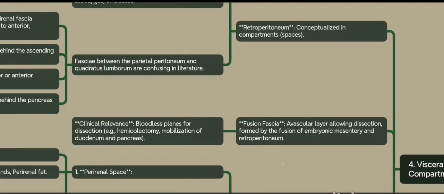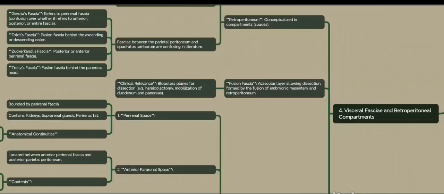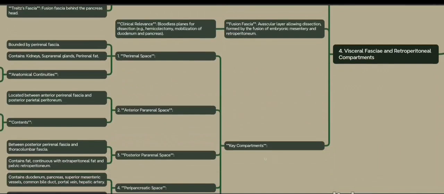What are the fusion fascia? A avascular layer allowing dissection, formed by the fusion of embryonic mesentery and retroperitoneum. What is the clinical relevance of it? Bloodless planes for dissection, such as hemicolectomy, and mobilization of duodenum and pancreas. Now, the key compartments in the visceral fascia and the retroperitoneal compartments.